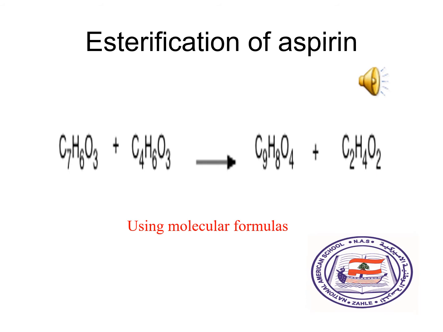This is the esterification reaction of aspirin using molecular formulas. C7H6O3, this is the molecular formula of salicylic acid, reacting with C4H6O3, which is ethanoic anhydride or acetic anhydride, producing C9H8O4, which is the molecular formula of aspirin, and C2H4O2, which is the molecular formula of ethanoic acid.